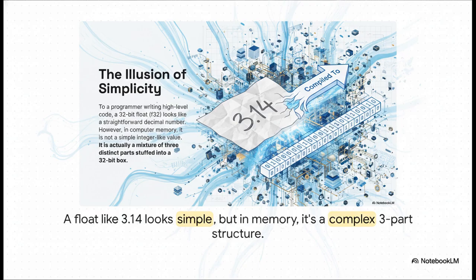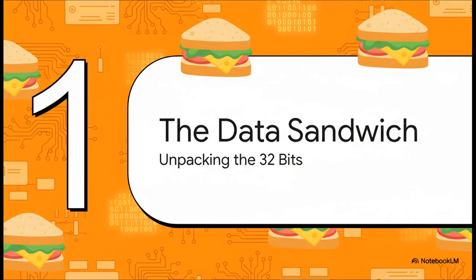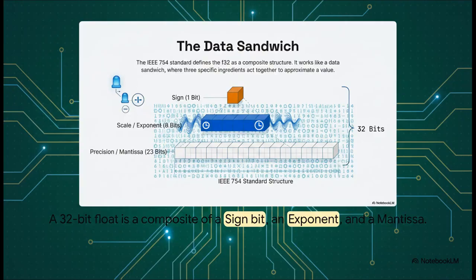Down at the hardware level, that one number is actually this complex 32-bit package, and it's meticulously built from three very, very different parts. So how in the world do we make sense of this structure? Well, the source material gives us this perfect analogy I love, the data sandwich. Let's take a look and see what ingredients make up these 32 bits. Here they are, the three layers of our data sandwich.